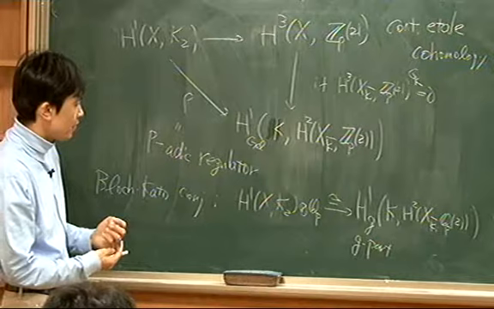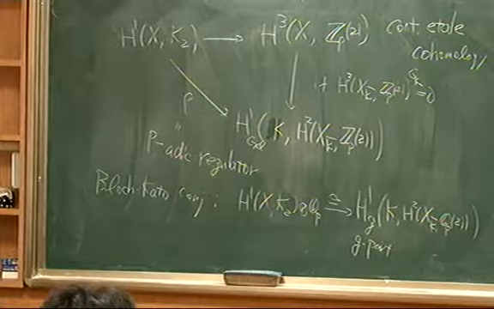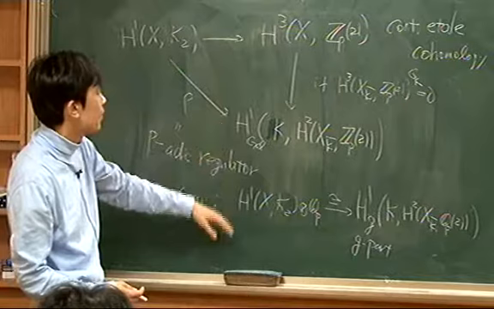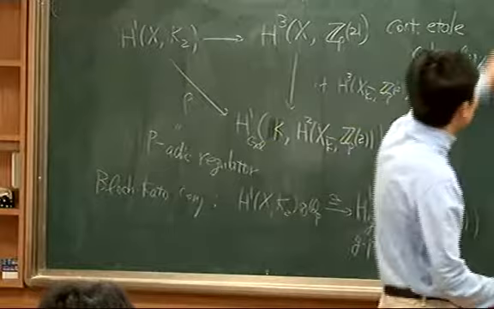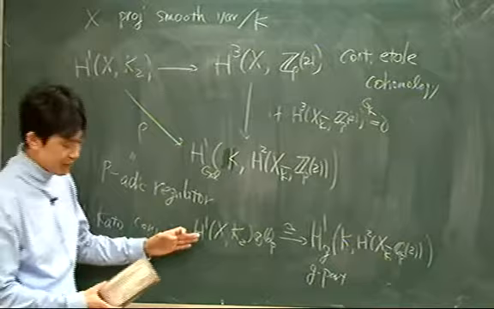They formulated some conjecture about the special values of the regulator. So we have no result about the Bloch-Kato conjecture, but this is our motivation.